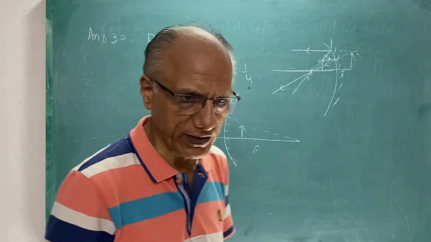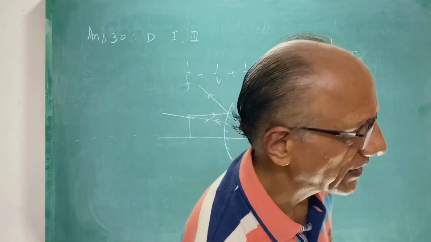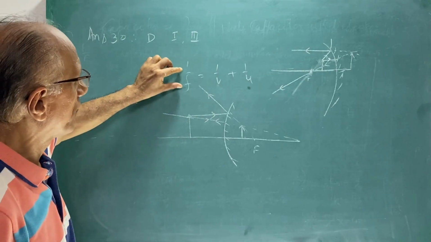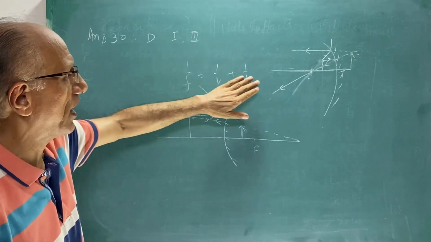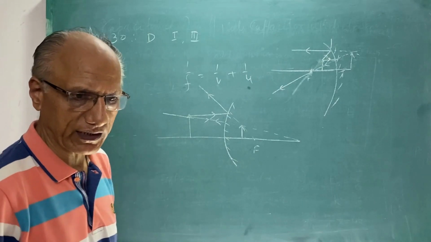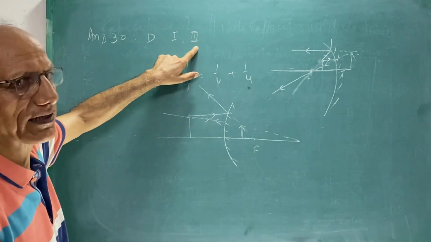So the second option is not correct, whereas the third is that the position is always governed by this mirror formula according to the position of the object. So here the correct answer is D option, first and third.